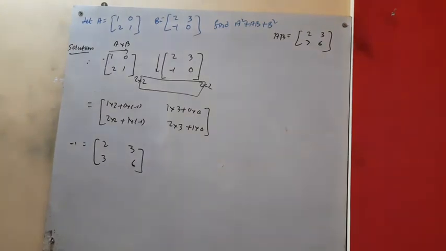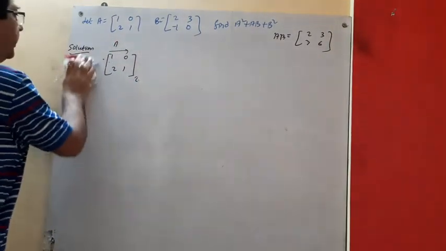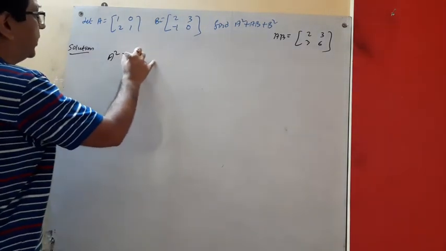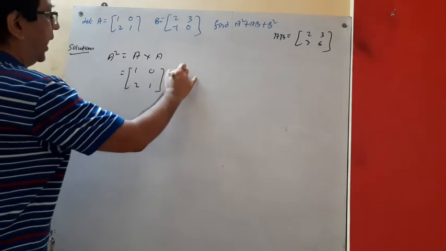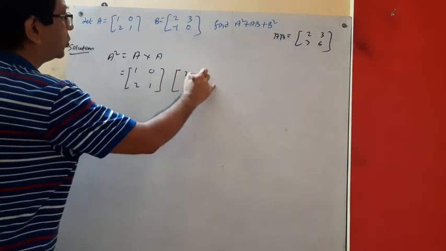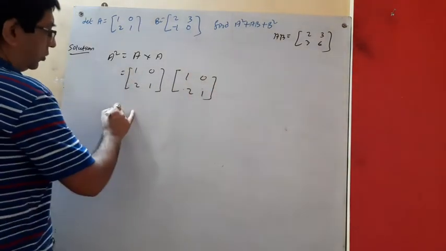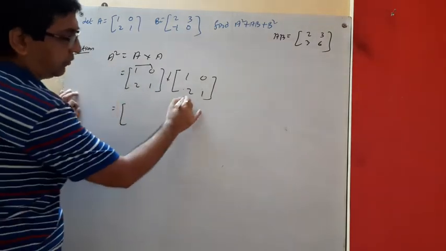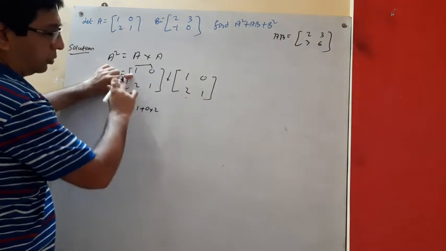Now what we will find? We'll find A square. What is A square? A square means A into A, right? That is 1 0 2 1, right? A square is A into A, so the same matrix is multiplied. So 1 into 1, keeping the first column fixed, this one fixed. Okay, 1 into 1 plus 0 into 2.